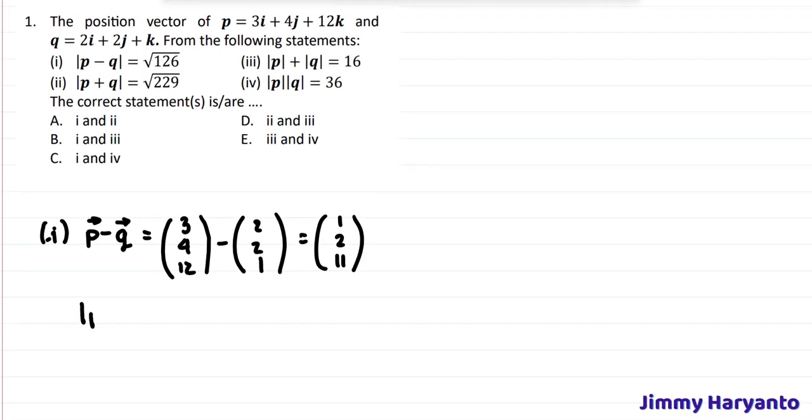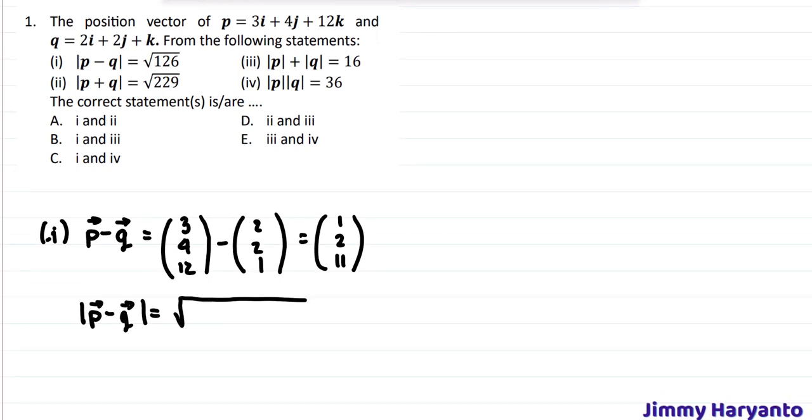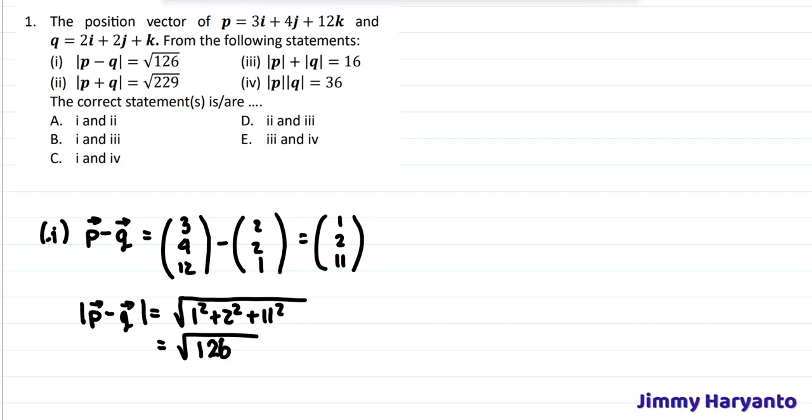And then next you have to find the magnitude of P minus Q, which equals the square root of 1 squared plus 2 squared plus 11 squared, which is the square root of 121 plus 4, 125, 126. Okay, the first one is correct.